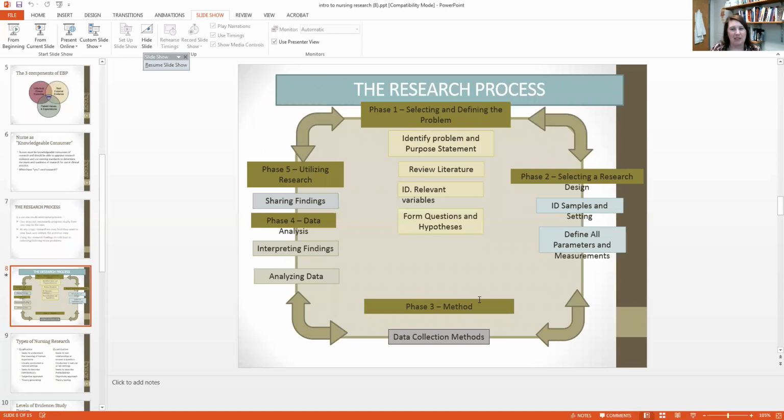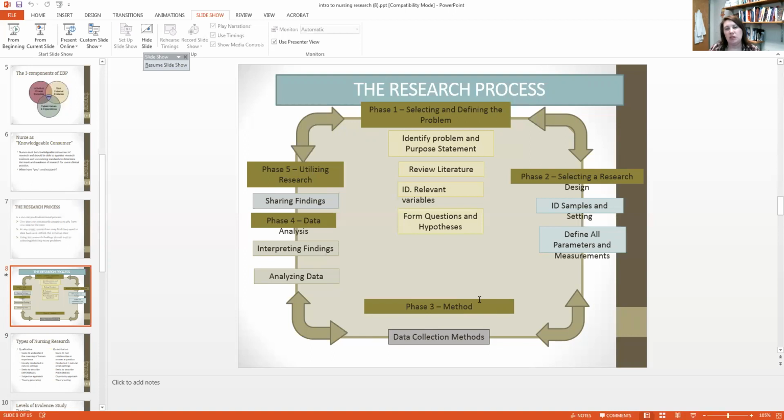The research process, as you see here, is a multi-phased process, and we will begin at phase 1 here. For week 2, you are going to start selecting and defining a problem. That'll be that PICO thing that we'll talk about here in a moment. But select and define a problem. We want to identify what the problem is and what our purpose statement is. What's the purpose of the research that we're trying to do?